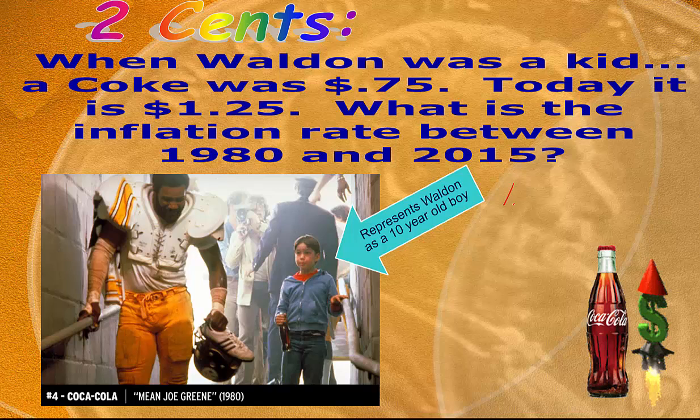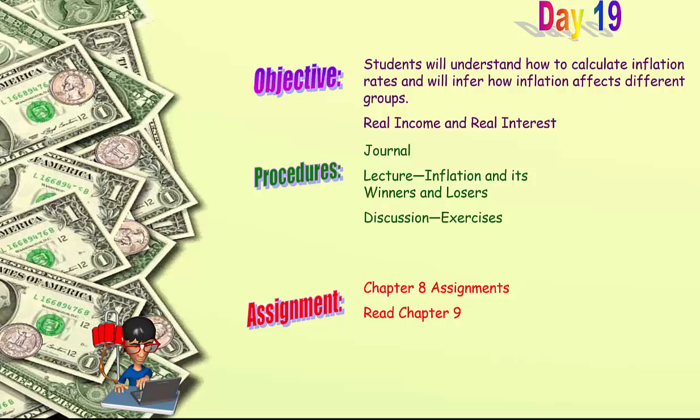So the actual answer would be $1.25 minus $0.75, divided by that same 75 cents, multiplied by 100, and I believe it comes out to around 67% if I'm not mistaken. So let's move on. Today I think we've already covered calculating inflation. However, we're going to learn and make inferences as to how inflation affects different groups. And in order to do that, we have to understand what real income and real interest are. So we'll go through those today. I anticipate this not to be too terribly long.